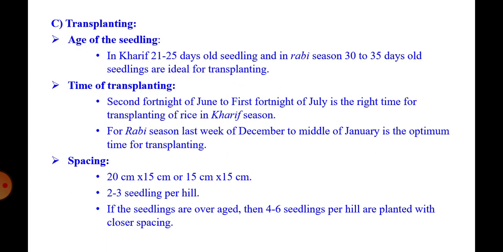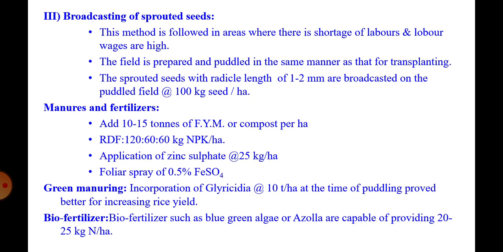Spacing: 20 centimeter by 15 centimeter or 15 by 15 centimeter is the ideal spacing. 2 to 3 seedlings are transplanted per hill to a depth of 2 to 3 centimeter. If seedlings are overaged, then 4 to 6 seedlings per hill are planted with closer spacing.